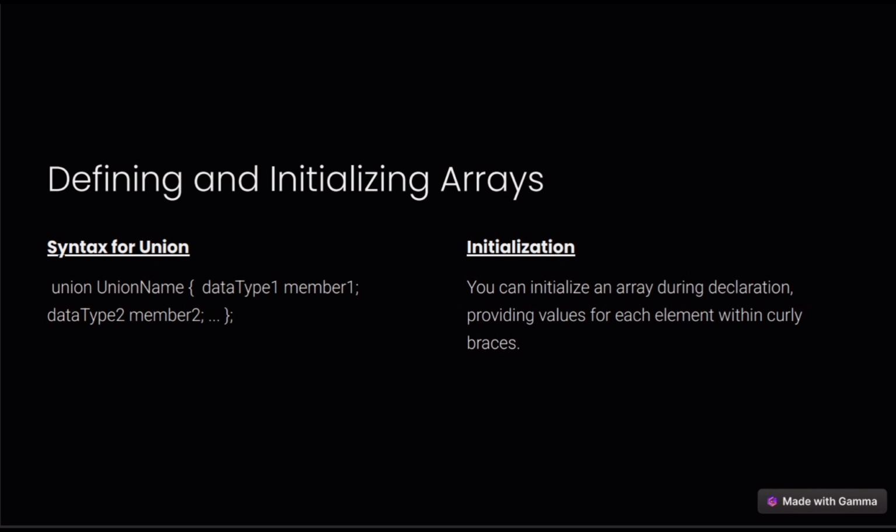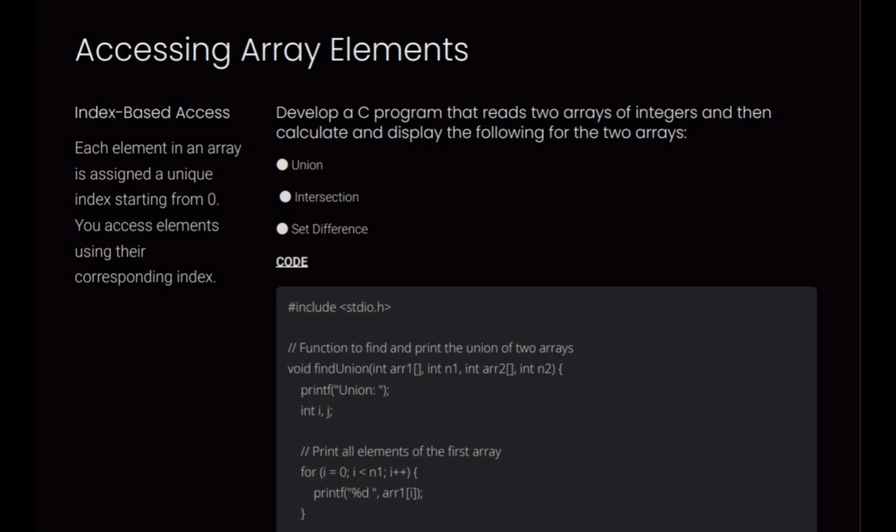Syntax for union: union name, data type 1, member 1, data type 2, member 2. Initialization: you can initialize an array during declaration, providing values for each element within curly braces. So here we are accessing array elements. Each element in an array is assigned a unique index starting from 0. So here we have a program for a set of arrays.